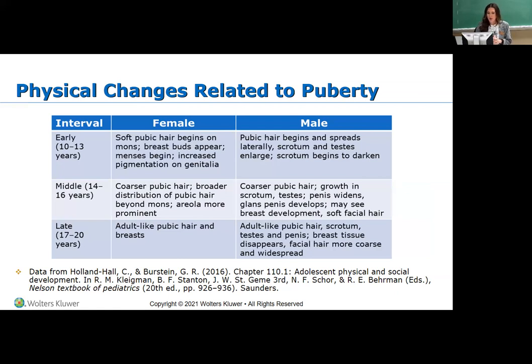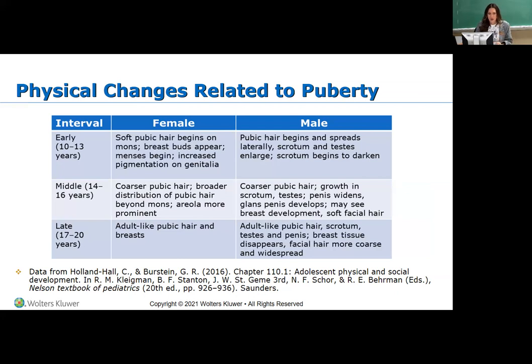When we have our males at this age, they might start to have that soft facial hair. It will start out soft, but then as they age and as they have an increase in testosterone, it'll begin to get a little bit more coarse. They will have penis widening, the glans penis starts to develop more fully, and that's when we see an increase in the size.